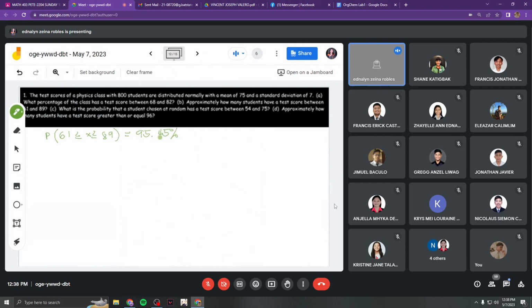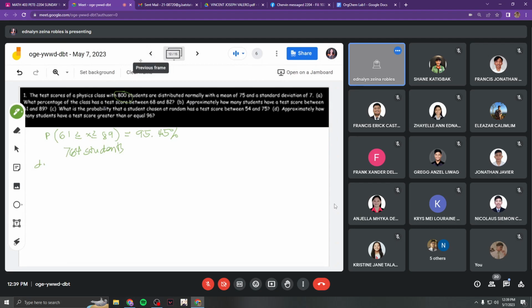So ang tanong na lang, ilang estudyante ba yung 95.45%? Among the total of 800 students, how many students are the 95.45%? Thus, the answer is 764 students. So 764 students can get a score between 61 and 89. Naintindihan ba?